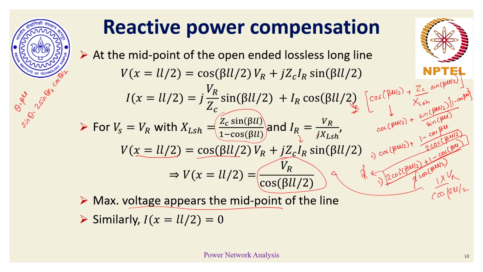So what has happened is that we had the Ferranti effect at the receiving end, where the receiving end voltage was more than the sending end. By connecting a shunt inductor at the receiving end, we are trying to make its voltage the same as the sending end voltage. But while trying to do so, we have unintentionally amplified the voltage at the midpoint, because the shunt reactor, being present at the receiving end, was able to consume excess reactive power only at the receiving end.